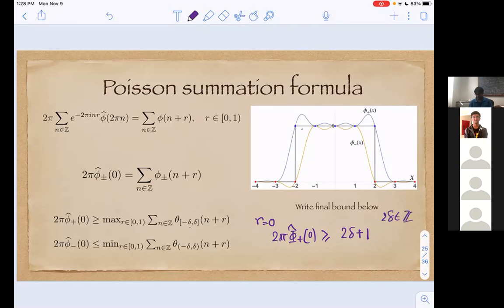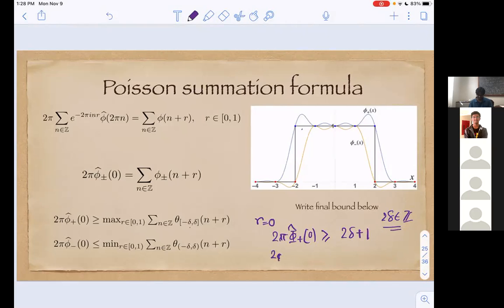when twice delta is integer. I should have mentioned earlier, the analysis I am doing here holds for 2 delta belonging to integers. For 2 delta not being an integer, it becomes more complicated. One can still do it. We have done it in our paper, but I'm not showing it right now.